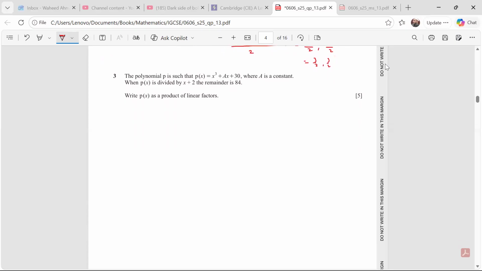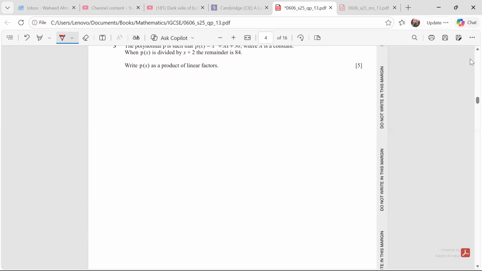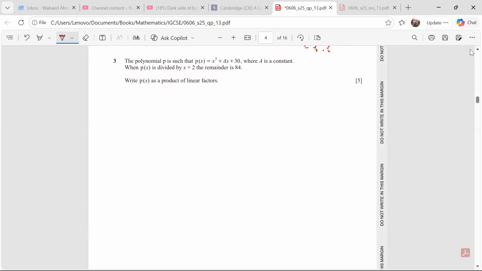Okay, now let's quickly do question number 3. Question number 3 says we have a polynomial where a is a constant. When divided by x + 2, we get a remainder of 84. So let's see, if I divide this polynomial x³ + ax + 30 by x + 2, okay, what do I get?